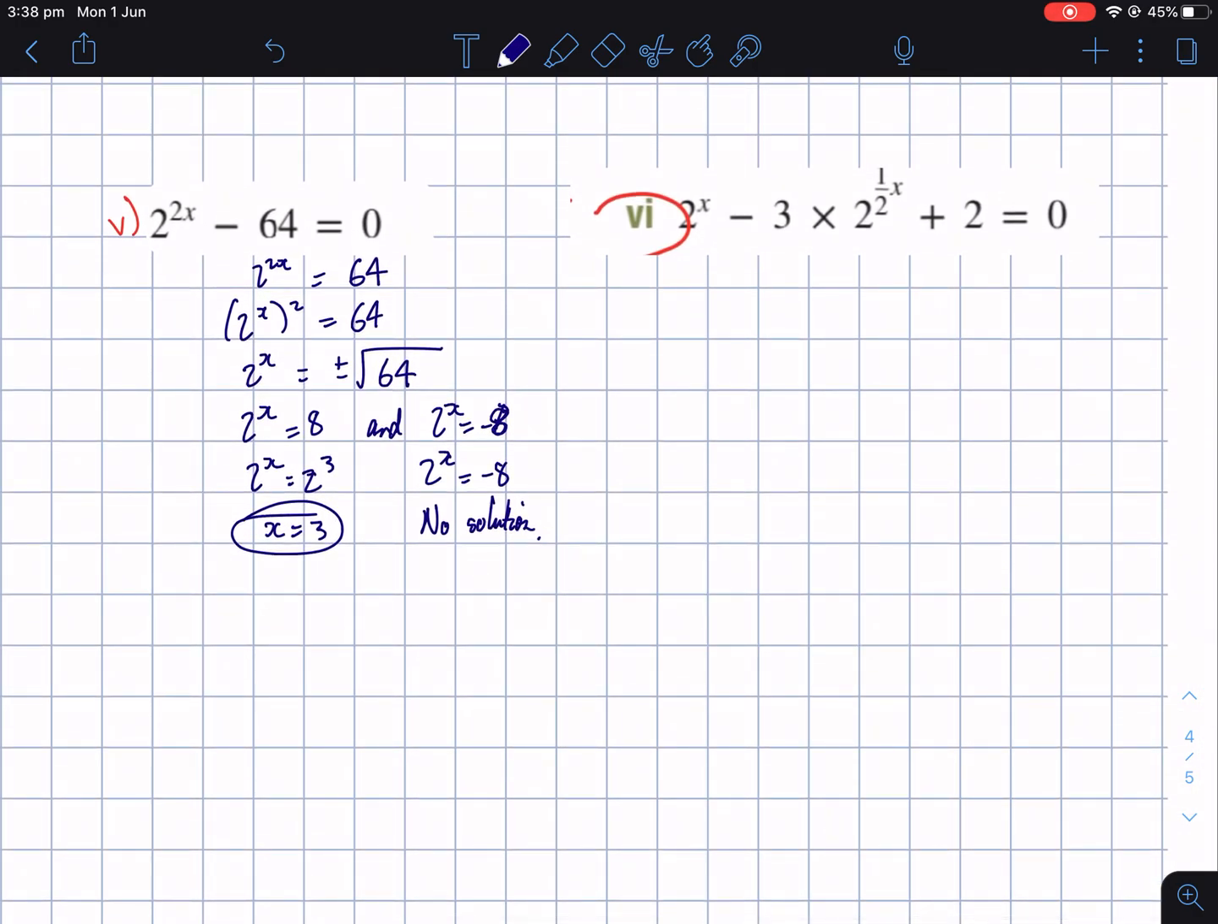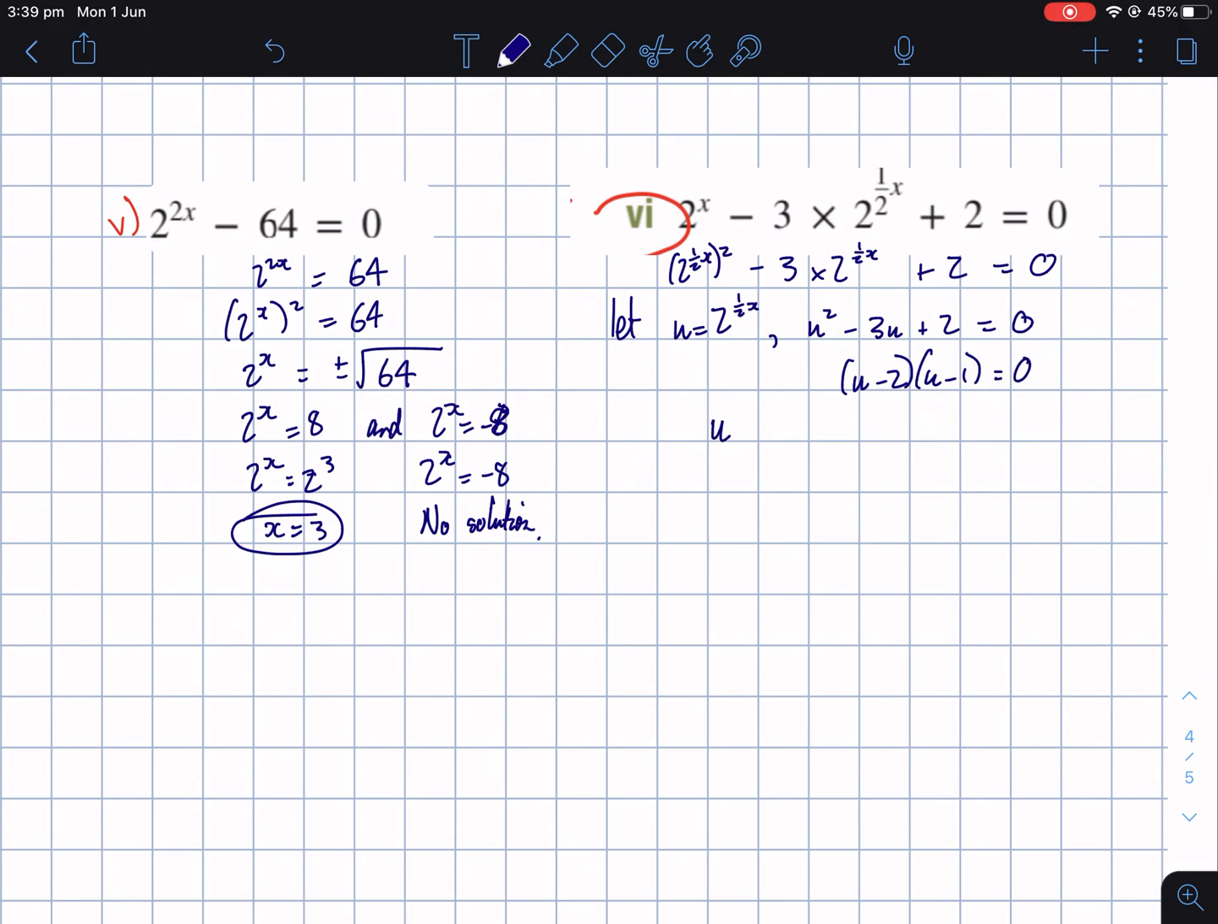Last but not least, we've got VI, and I'd like to remind you that 2 to the x is 2 to the half x squared. So I'm going to write this as 2 to the half x squared, take 3 times 2 to the half x plus 2 equals 0, which means I've got to let u equal 2 to the half x. We've got u squared, take 3u plus 2 equals 0.